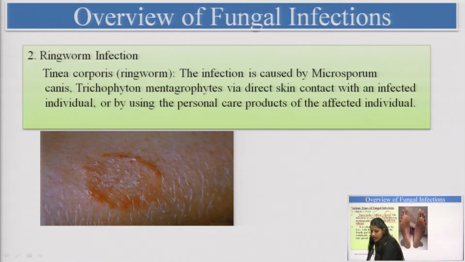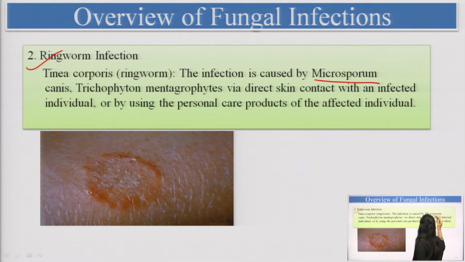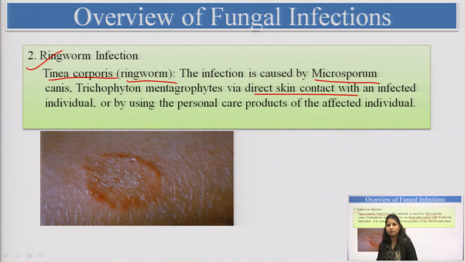After that, there is another infection, ringworm infection, we can see this skin area. This is caused by Trichophyton mentagrophytes or some other species like Microsporum canis, and it is known as Tinea corporis, whose common name is ringworm. So, it is also a local infection, affecting the skin area through direct skin contact with the infected person.